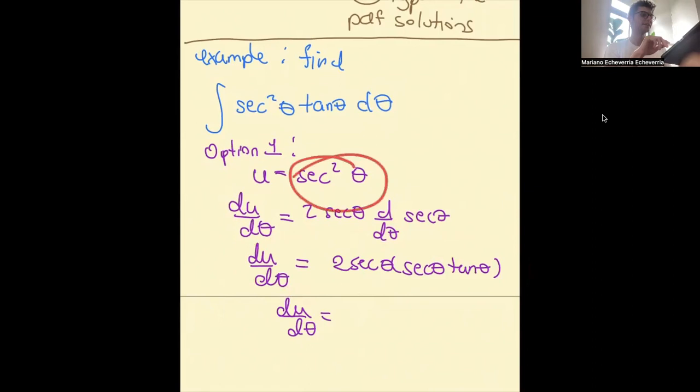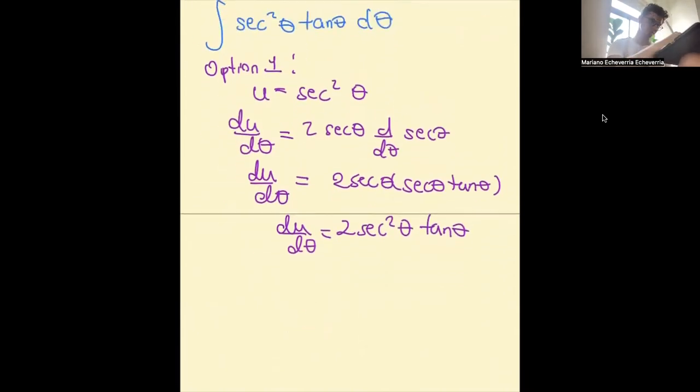Because again, this is something squared, so you have to use the chain rule. The 2 comes down, you lower the exponent by 1, and then you multiply that by the derivative of secant. So this gives you 2 secant squared of theta tangent of theta. Okay? So du over 2 is secant squared of theta tangent of theta d theta.